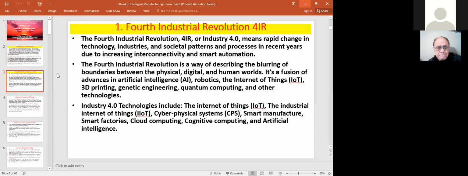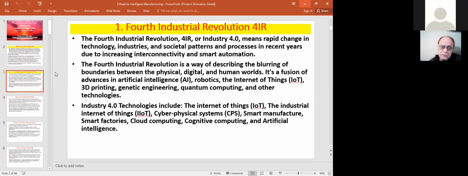So the fourth industrial revolution really is a mix of physical work, digital work, and human effort. So it is all connected together. It's really integration. And how this integration has taken place, it's really due to artificial intelligence, robotics, and Internet of Things, that is called IoT, Internet of Things.